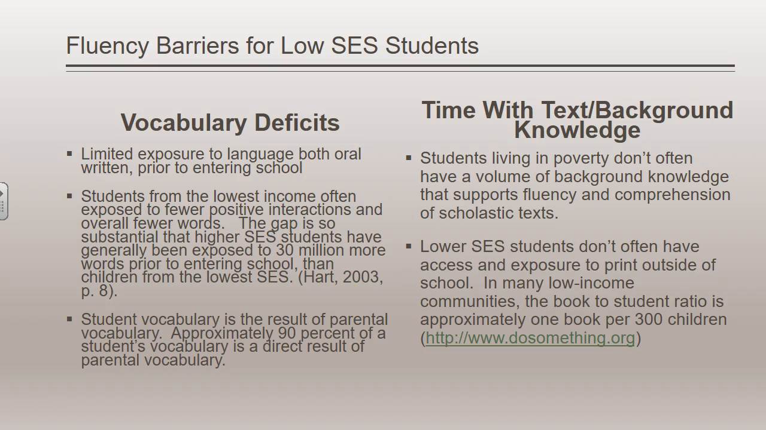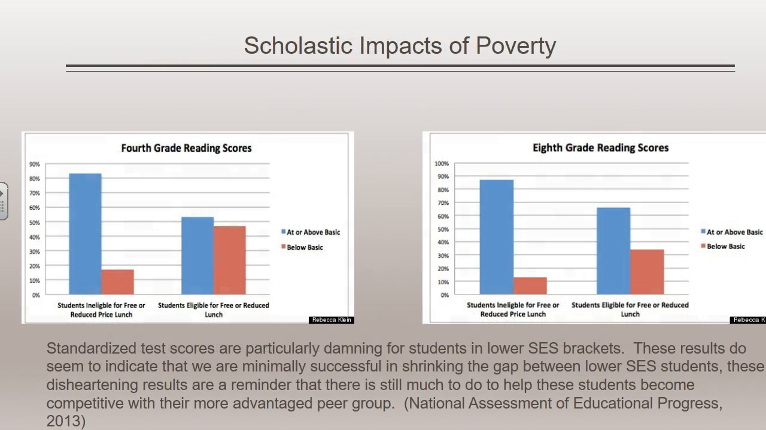Also tying back to the lack of text resources, these students who live in poverty don't have the background knowledge that will support fluency and comprehension of more scholastic texts. As we mentioned before, lower SES students don't have the same access to books and libraries and texts in the home as their more affluent counterparts. In many low-income communities, as we said before, the book ratio is 1 per 300 children.